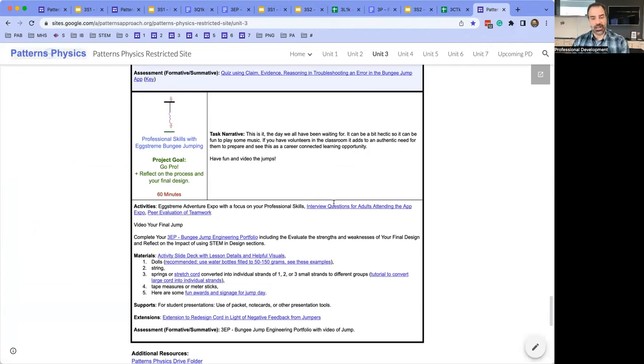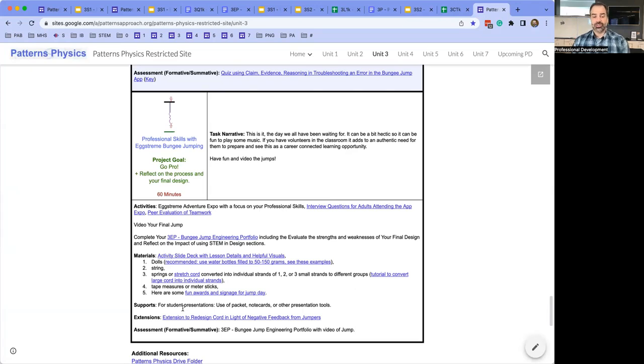There are highly structured interview questions for adults that are attending the App Expo. They also have a peer evaluation of their teammates to do. Then, of course, they're talking to those adults if you choose to do that. And then they're going out and jumping after having prototyped and tested the jump. That's all worked into the engineering portfolio. And of course, there are accompanying slides to help with that. There are even some fun awards and signage for the jump day, all around having it be a great fun day.